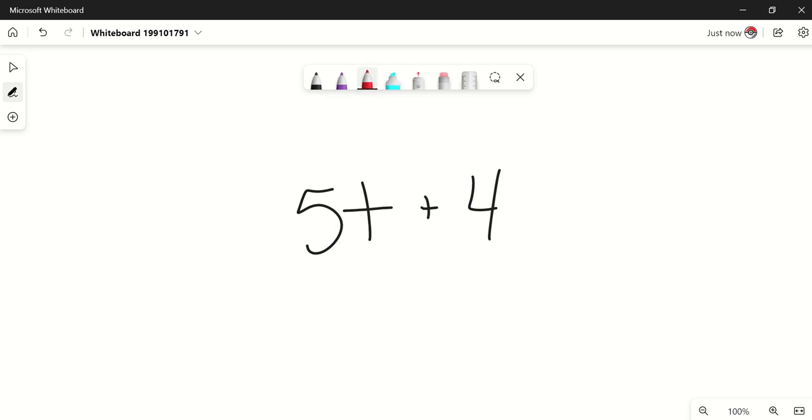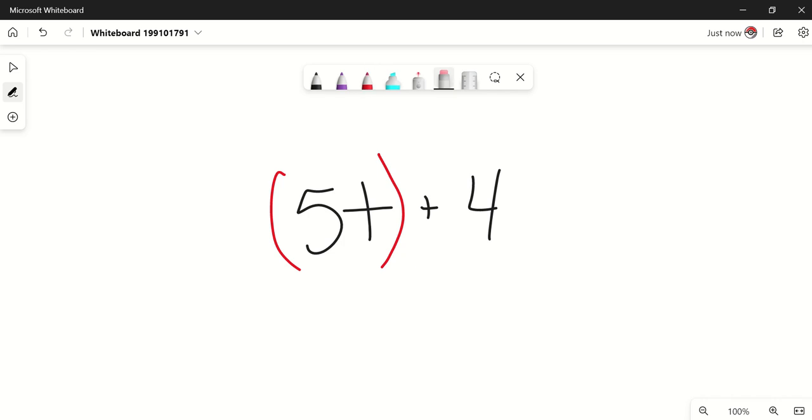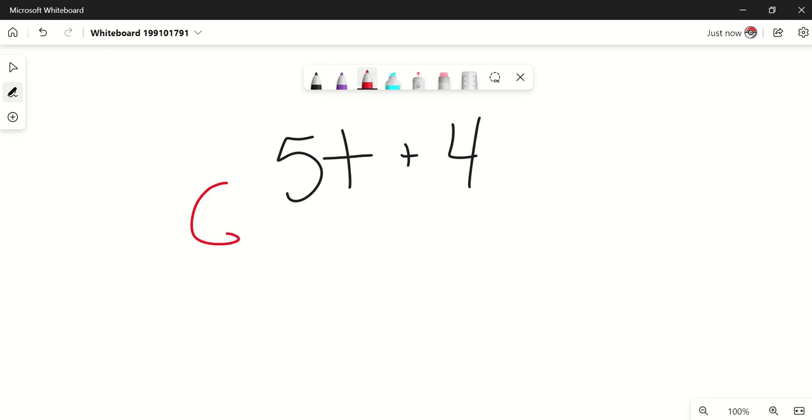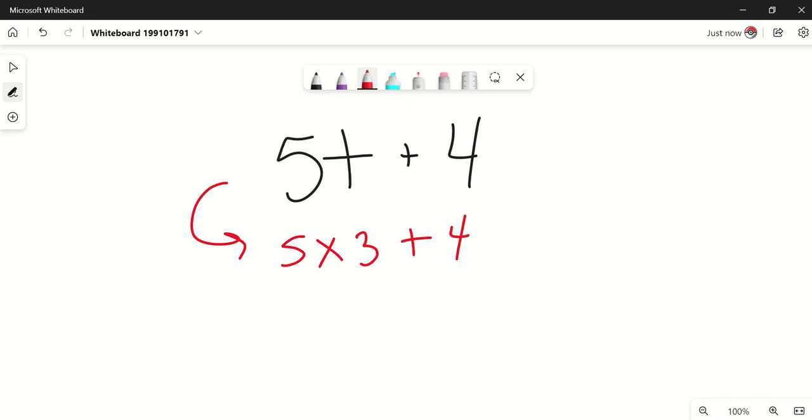So order of operations says we need to do the multiplication first. We are going to have to do 5 times t first. T will equal 3. So we're going to rewrite our expression, because this is not an equation, because there's no equal sign. We're going to rewrite our expression as 5 times 3 plus 4, because t will equal 3 in this example.